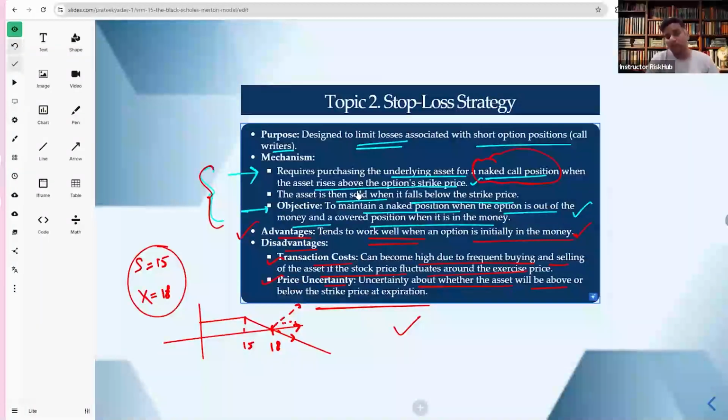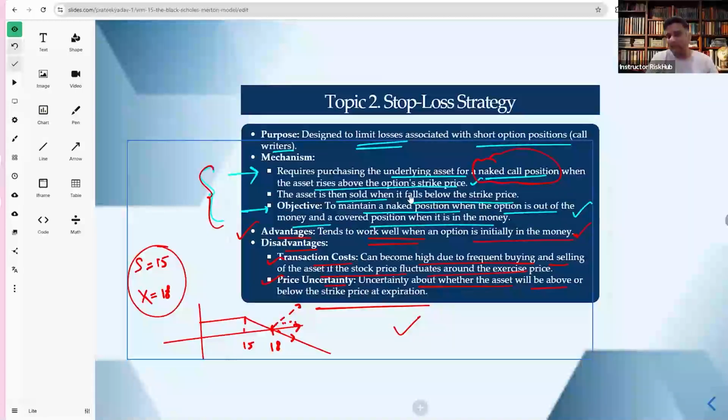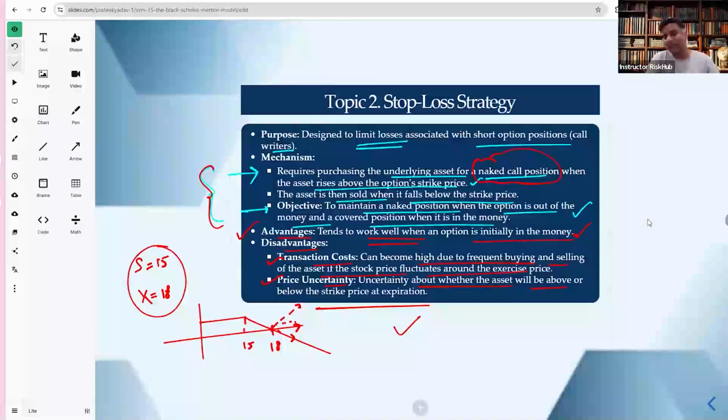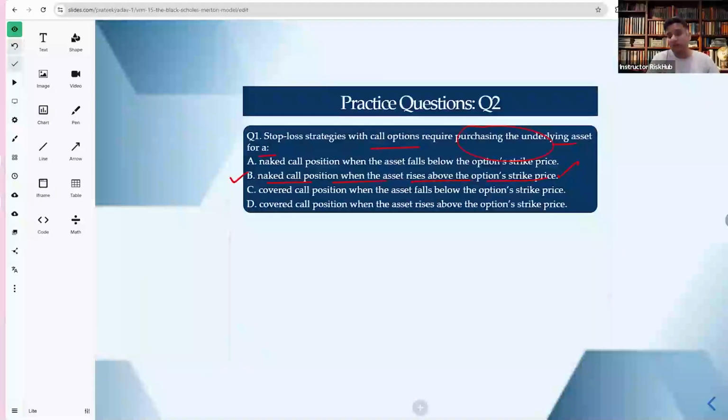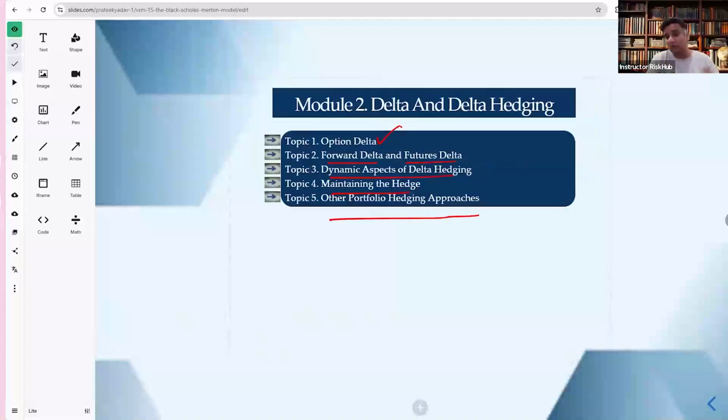When it goes above 18, you buy the call option. When it goes below 18, you sell the call option. You realize that this is such a time consuming, algorithmic strategy and such a wastage of time. Whenever it goes up, you buy; whenever it goes down, you sell. It keeps you busy, right? You don't want that to happen. So can we have an efficient way to do it? Then we realized there is something called Greeks.